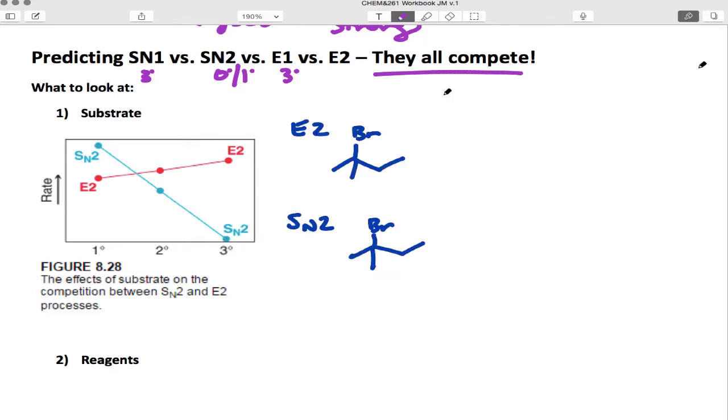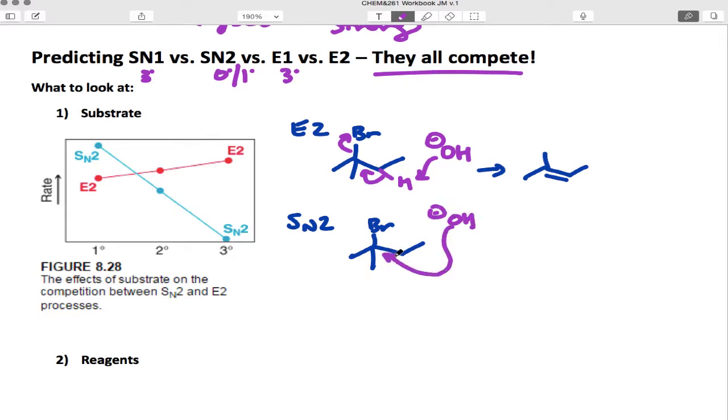So in the E2 pathway right here, let's say we take this tertiary. I've got a strong base. Even though it's small, it's still going to prefer to grab right here. So I'm going to get my Zaitsev product in that case. Now for SN2, even with a small base, it's still not small enough. It's going to be sterically hindered here. These methyl groups are going to provide electron repulsion. So it's going to be very difficult. We're going to say basically no reaction there. So that's why this plummets right here.